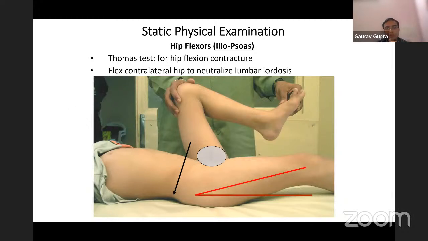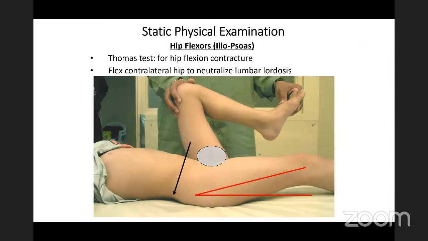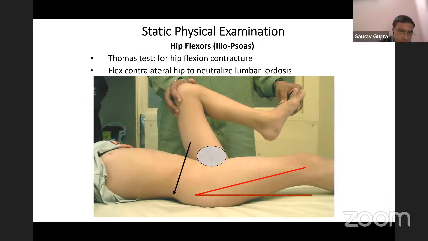After this, we assess the specific joints. So for hip flexors or the iliopsoas muscle, we do the Thomas test, where one hip and knee is flexed to stabilize the pelvis. And then the angle of the hip flexion is measured from the couch, and that tells us how much hip flexion contracture the child has. So we have to obliterate the lumbar lordosis, very important. So the opposite or contralateral hip is flexed, and then the child is asked to straighten the affected leg, and then the angle should be measured.